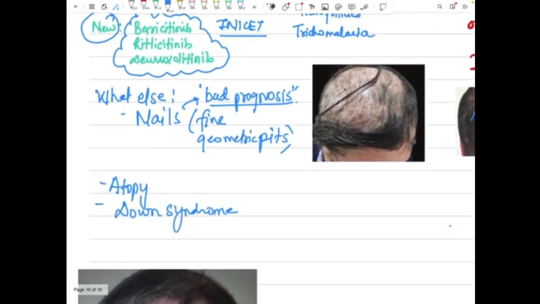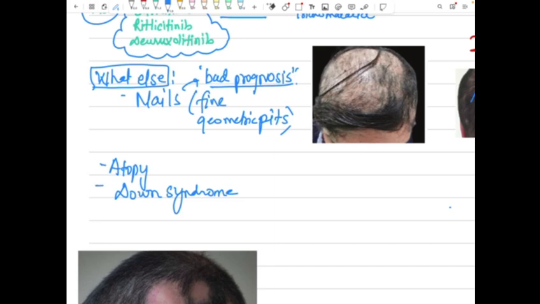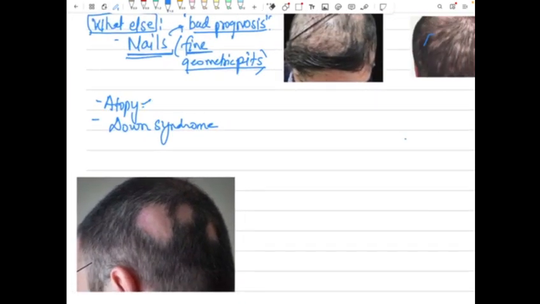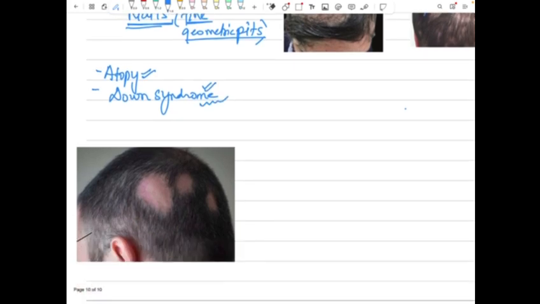What else should you know about alopecia areata? What other part of the body should you examine in a patient? You should examine the nails. Why nails? Nails will have fine geometric pits, as opposed to psoriasis where we have coarser pits. What else is the important association? There is an association with atopy and also an important association with Down syndrome. So this you should remember about alopecia areata.